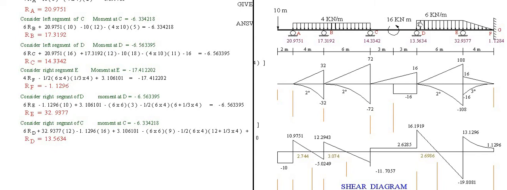When we cut section at D, there is a moment at D of minus 6.563. The sum of all the moments on the right: unknown RE times distance of 6, minus the reaction at F, minus 1.1296 times 10. Then moment at F, positive.